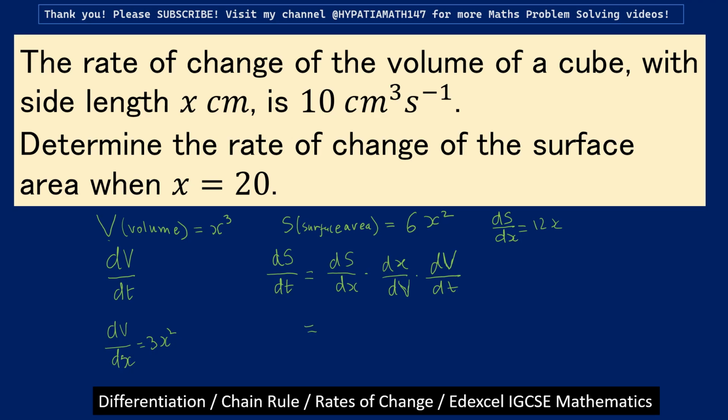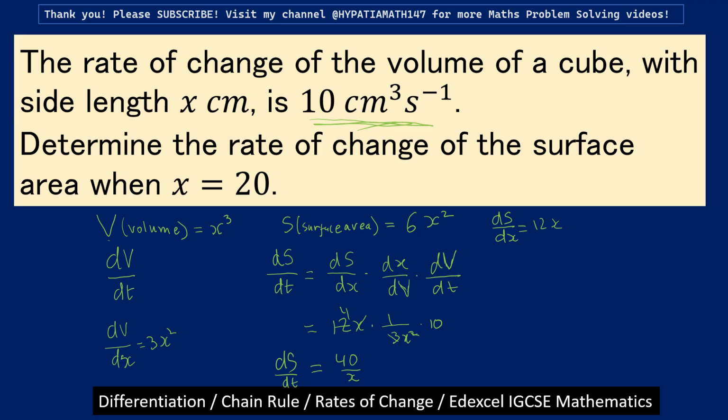So this is equal to dS out of dx, which is 12x, times dx out of dV, which is 1 out of 3x squared, times dV out of dt. We've been given that rate of change of the volume, that is 10. So that's times 10. So that would equal, 3 times 4 is 12, and the x would go, so we'd get 40 out of x. So that is dS out of dt.